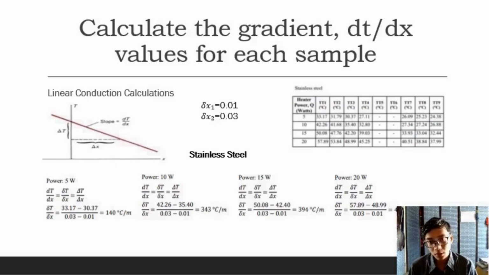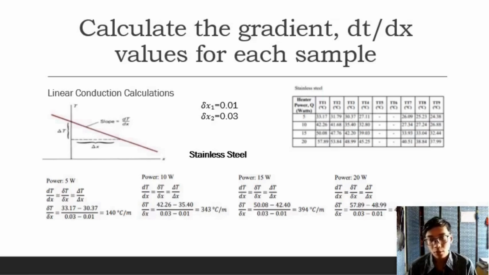So it will be ΔT over Δx equals the difference of temperature 3 and temperature 1, which is 33.17 minus 30.37 over 0.03 minus 0.01. So the answer will be 140. So we get the gradient for the power of 5 watt.